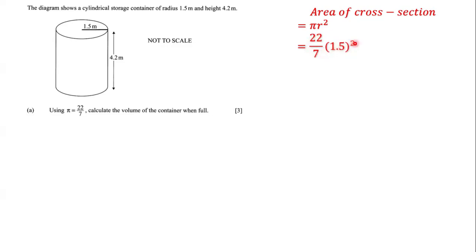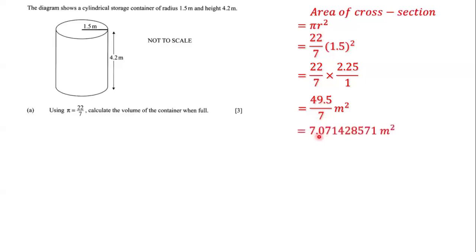What is 1.5 squared? Well, 1.5 squared is going to be 2.25. And we put it over 1 because we have to multiply by this fraction. And we say 22 multiplied by 2.25, and 22 multiplied by 2.25 is going to be equal to 49.5. And we have 7 multiplied by 1, and 7 multiplied by 1 is definitely 7. Next, we divide these two. And when we divide them, we get 7.071428571 meters squared. And that's the area of the cross section.